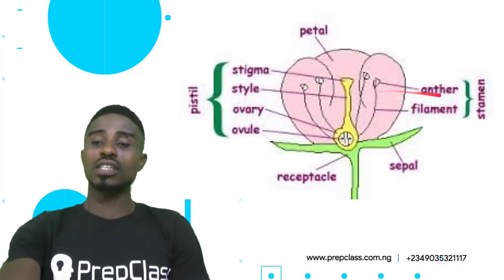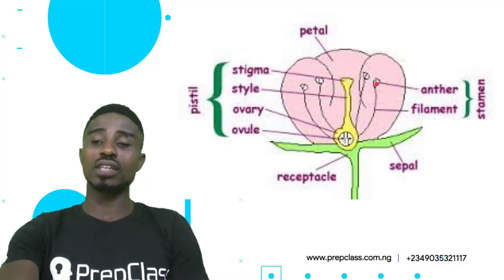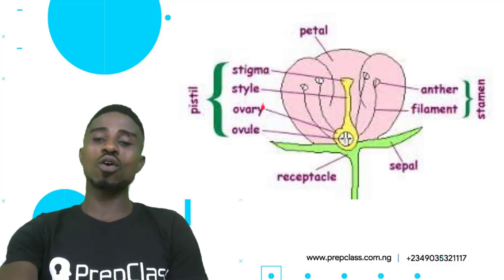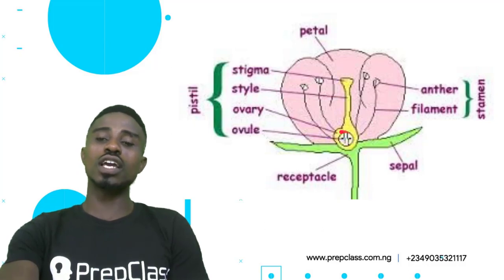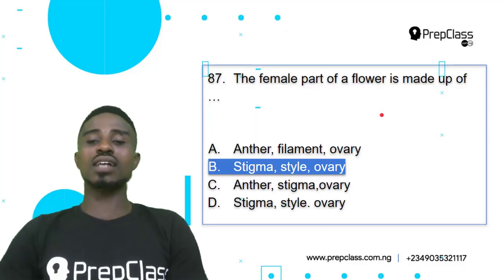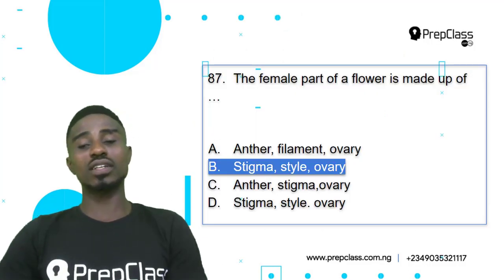You can see it. This is the anther, the filaments, and the anther contains the pollen grain. So this is the male part of the flower, and together it is called the stamen. Now the female part of the flower: stigma, style, ovary, then the ovule. It contains the ovules. So this is the female part of the flower, and it is called the pistil. The petals are the colored aspects. The receptacle holds the sepals, which together hold the whole of the flower. So our correct answer, stigma, style, ovary, is our correct answer.